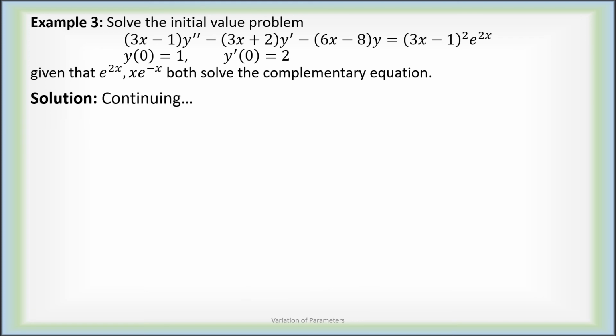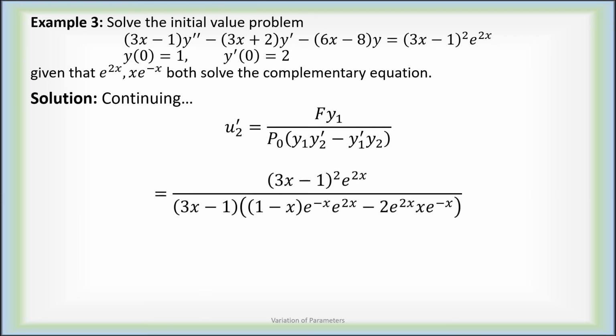Okay, we just have to keep doing similar work. Here's our expression for u2 prime. With all of our relevant computations done, it works out to be this, which simplifies down to negative e to the minus x. Well, if that's u2 prime, it's not terribly difficult to see that u2 has to be negative e to the x.